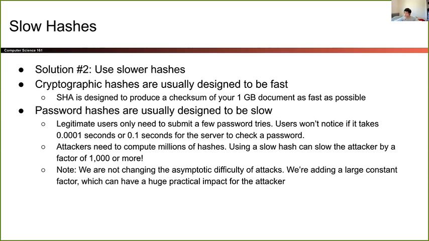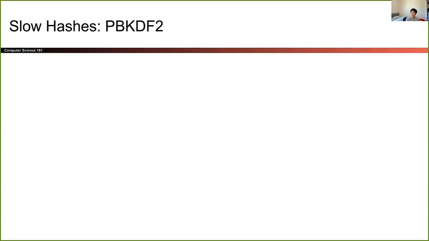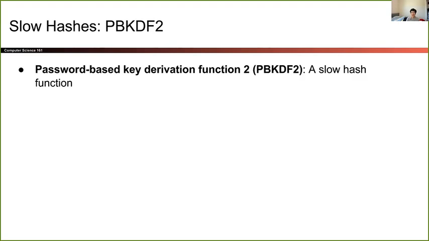As a note, in this case, we're not changing the asymptotic difficulty. We're just adding a really large constant factor to make the attacker spend more resources. So the main slow hash algorithm that we're going to work with is PBKDF2. This stands for password-based key derivation function 2 because it's the second one. And it's just a slow hash function.